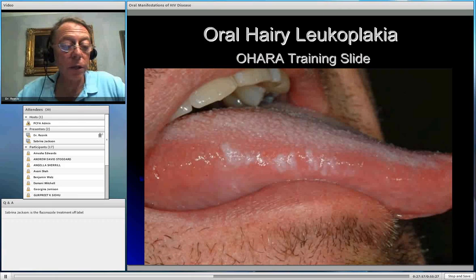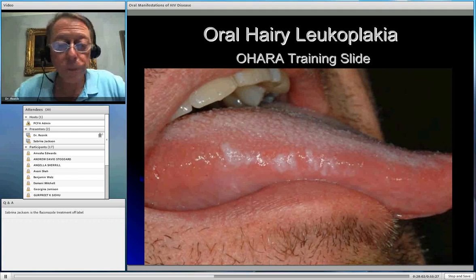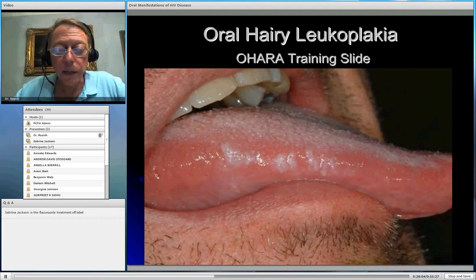Is the fluconazole treatment off-label? Fluconazole treatment is on-label. That's how it's written for. None of this is off-label.